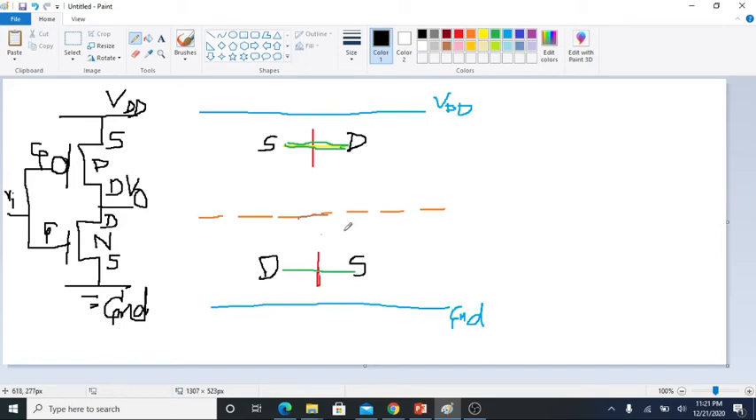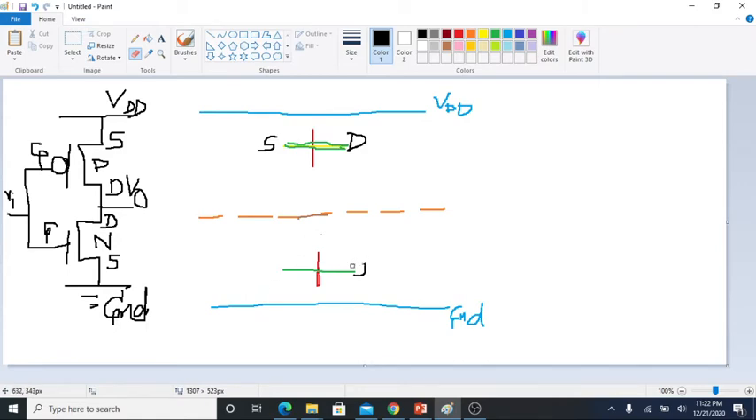By drawing this stick diagram, you should try to make your circuit as least complex as possible. If I make my source this side and drain this side, and again drain this side and source this side for NMOS, what will happen at the end of the day? I have to connect this source to VDD and this drain to another drain. So this will become complex. What is the better idea? To make the drains on the same side and sources on the same side.